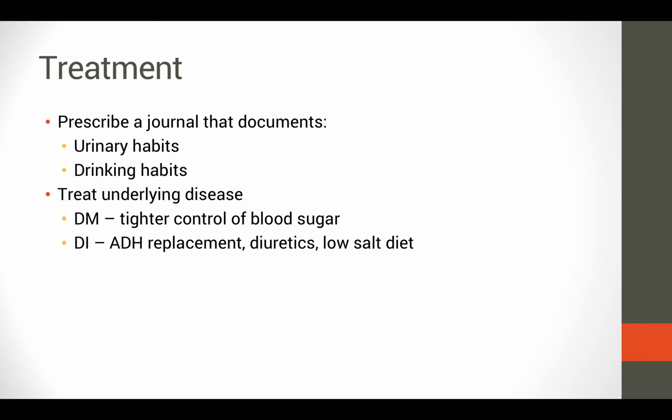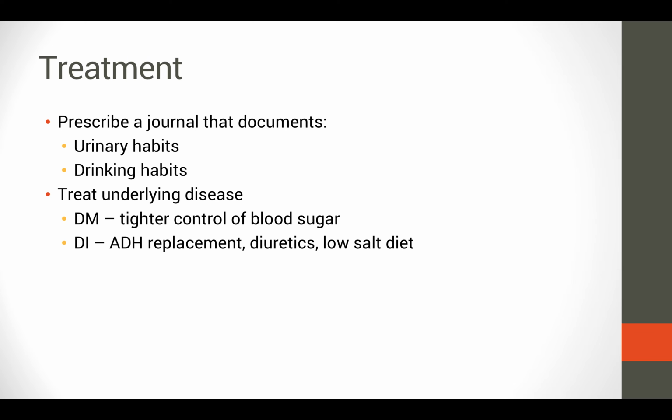So finally, we're going to talk about treatment. These are really inelegant solutions for these patients. One of which is you might want to just prescribe a journal that allows them to document their habits. These are things that urologists will frequently do with their patients. They want them to note how much they drink, and they also want them to note how much they go to the bathroom and how much they void.